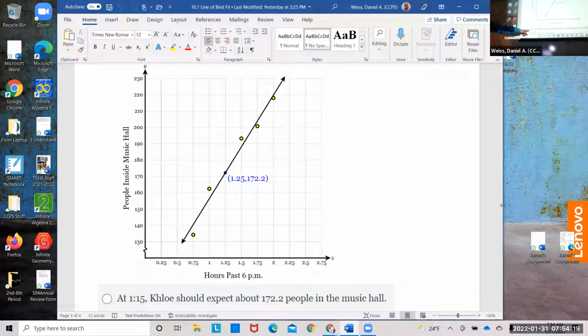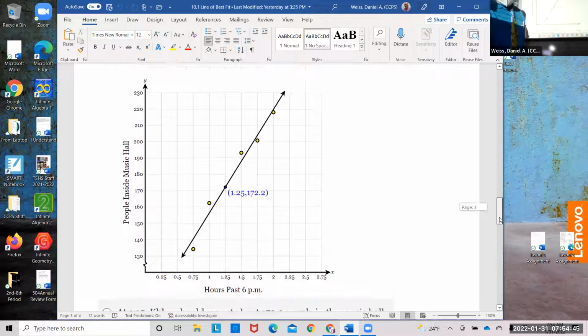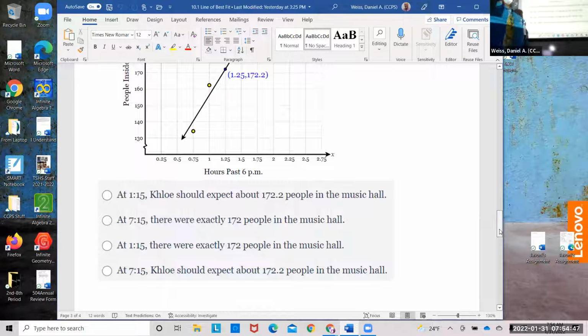So it says 1:15. Wait a minute. 1:15. Remember what it said about 0.0? At 0, where x equals 0 at 6 p.m. So is 1 hour later going to be 1 p.m.? No, right? It's going to be 7 p.m., right? So for it to say 1:15, forget about it, right? So the ones that say 1:15, forget it, right?